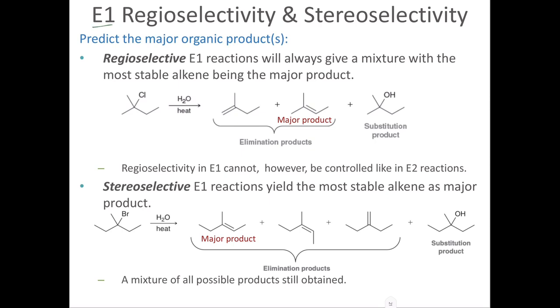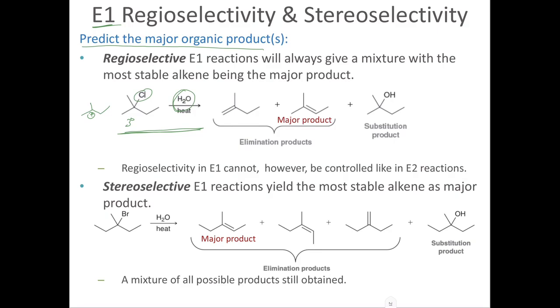Moving to E1 reactions, predict the major organic product for this reaction here. In this case, we are using a weak nucleophile and a weak base. So this tertiary alkyl halide will undergo a transformation to form a carbocation first. We are going to end up with a tertiary carbocation after we kick out the leaving group.